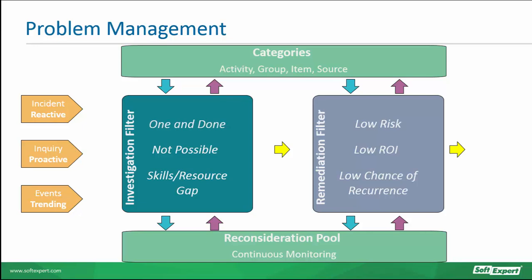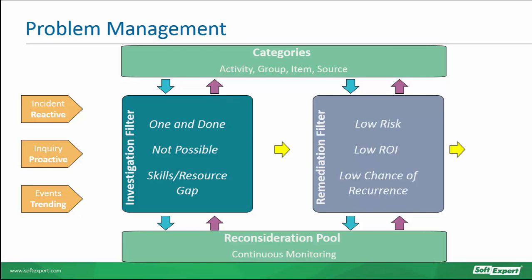First thing, is it a one and done problem, okay? Is it going to happen once and never going to happen again? Secondly, is it not possible? There's no forensic data to manage this problem. And third, do we have the skills and the resources to manage this problem, okay? Depending on what your answers are to these questions, you don't ignore the problem completely, okay? Instead, what you do is you move them to your recommendation pool here at the bottom of the screen, where you will periodically monitor these problems, okay?